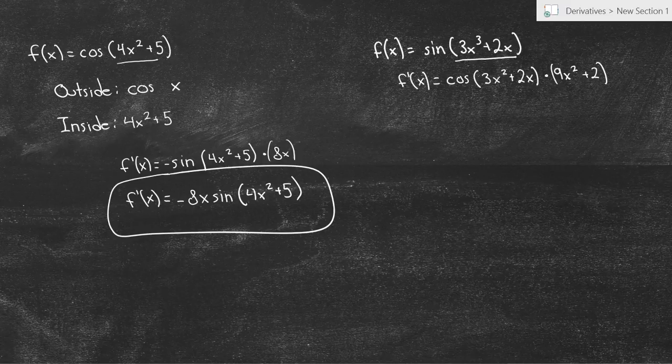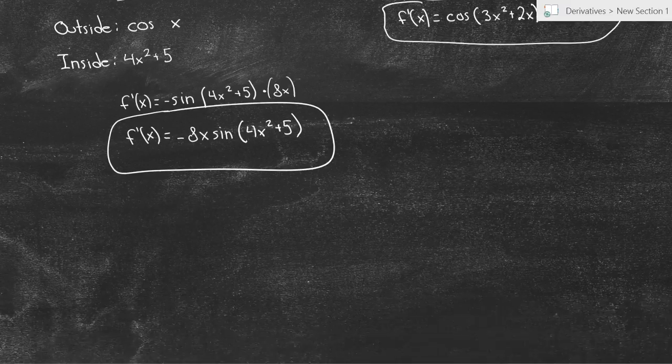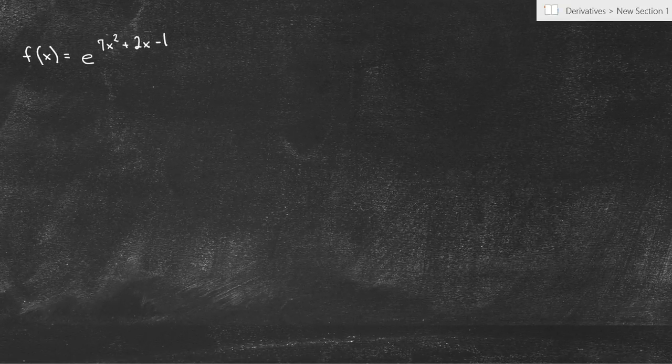So my final answer would be that right there. The derivative of sine of 3x cubed plus 2x is cosine of 3x cubed plus 2x times 9x squared plus 2. And then for my final example, I want to do a bit of a different one. It's kind of a challenge here.